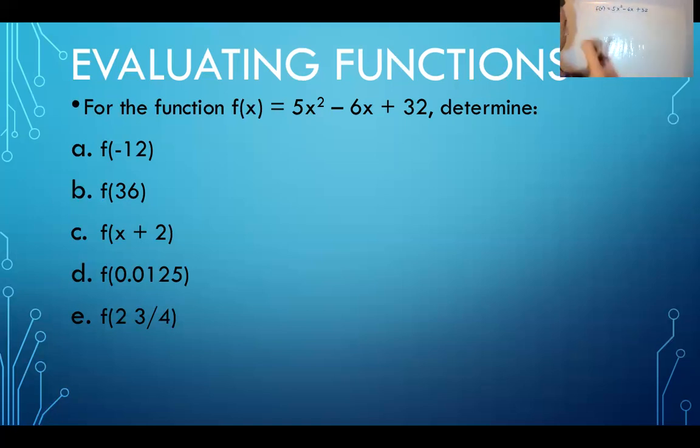Okay. Letter E. We have f of 2 and 3/4. Yan. Mixed number tayo. Mixed number. So we will just change x as 2 and 3/4. 5, 2 and 3/4 squared minus 6, 2 and 3/4 plus 32. Listen well. This is a fraction, so you need to listen well. Okay?